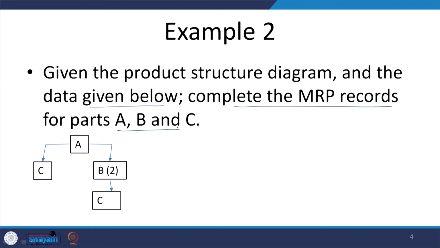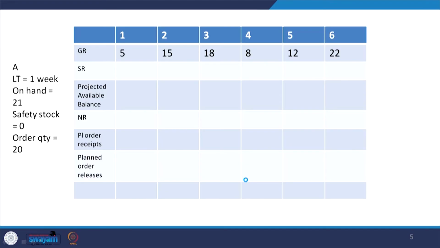Here the structure says that for 1A you require 2B, and for 1B 1C is required. For 2B, 2 C's are required, 2 into 1 is 2, and 1 into 1 is 1. So, for making 1A this is 3 C's. So, this is your bill of material for this simple diagram, that for making 1A 2 B's are required and 3 C's are required. Now, let us see this table which we need to complete for this diagram.